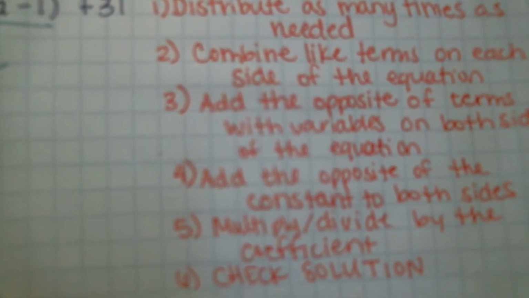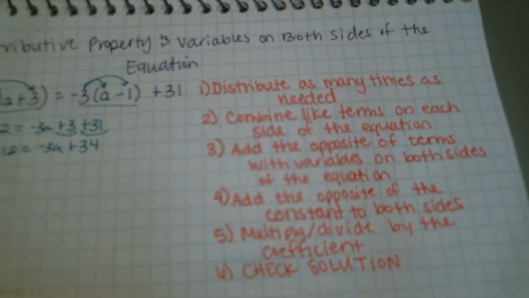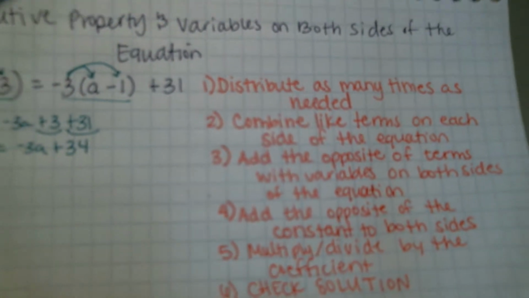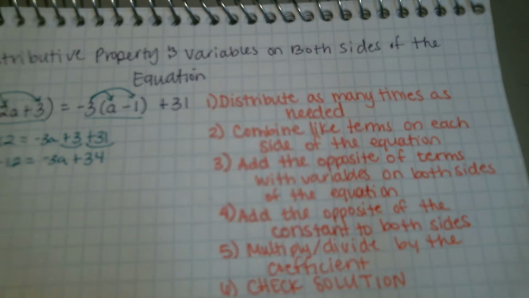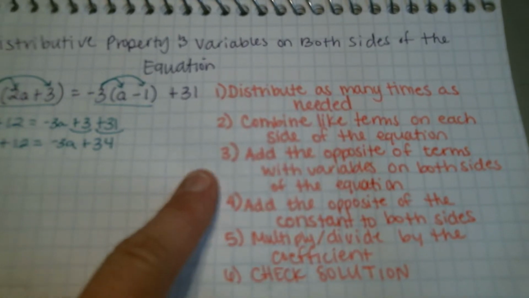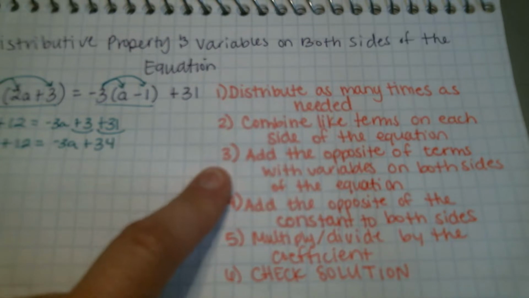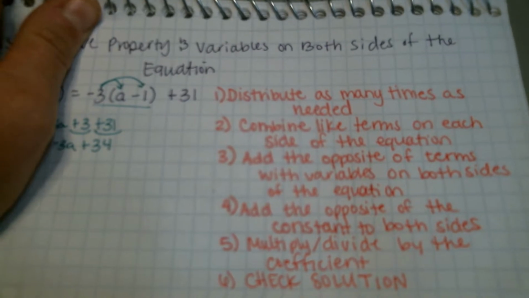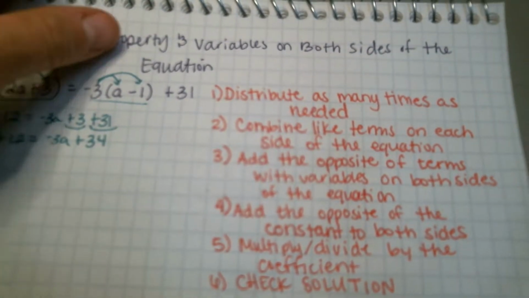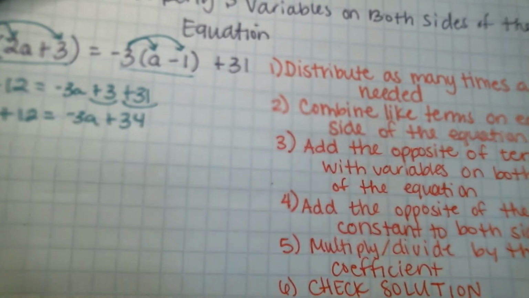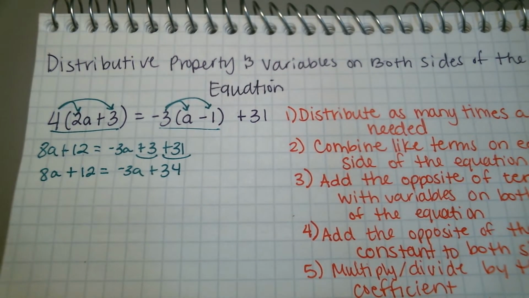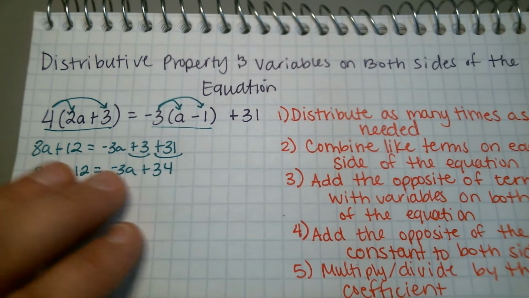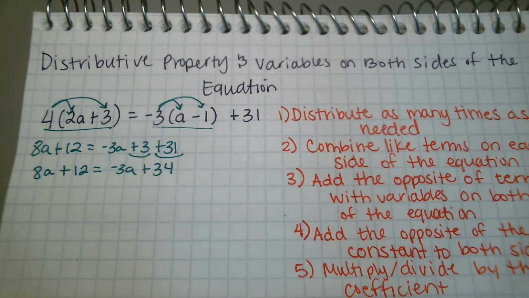And let me see if I can get this to focus a little bit better. All right, so now part 3 of this is we are going to do our problem solving process. So add the opposites of terms with variables on both sides of the equation. So let's see what that looks like. And this is probably the hardest thing to do. There it goes, it finally focused. So once we distribute and combine like terms, basically what we have to do is get our variables all on either the left side of the equation or the right side of the equation.